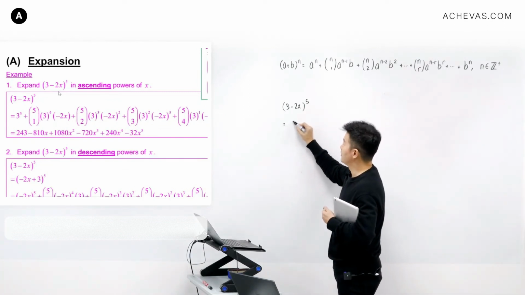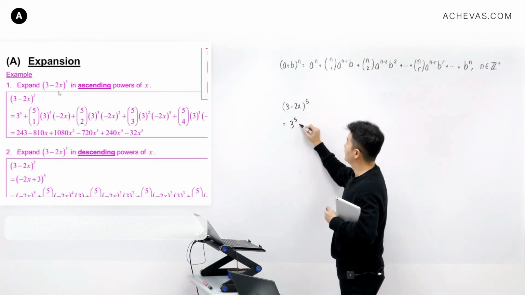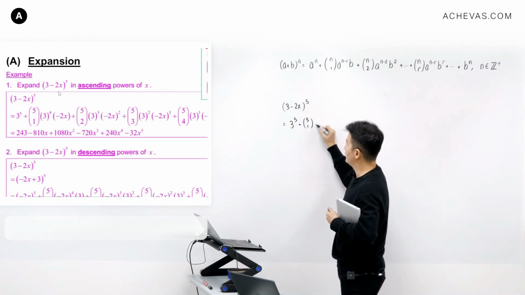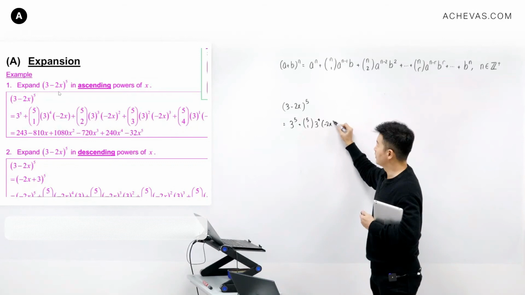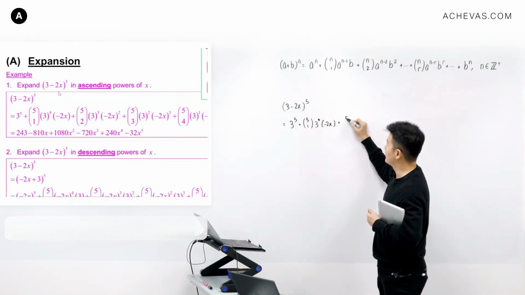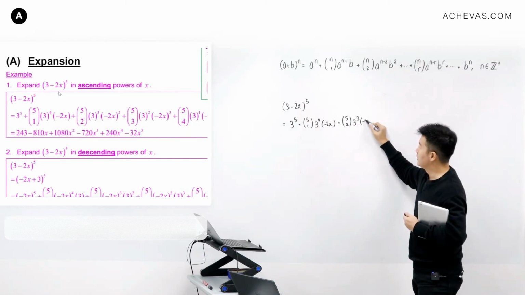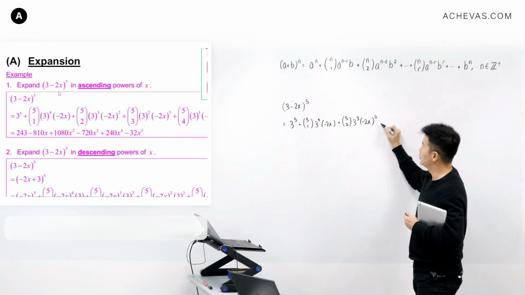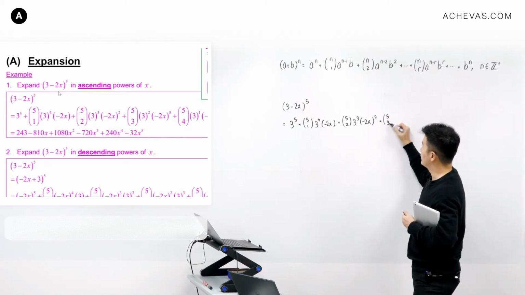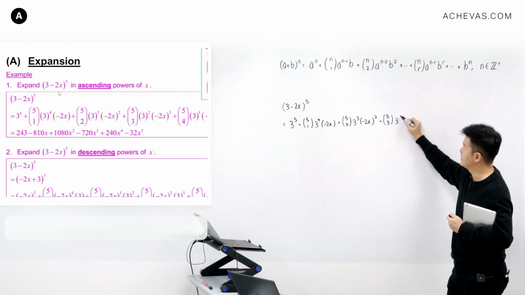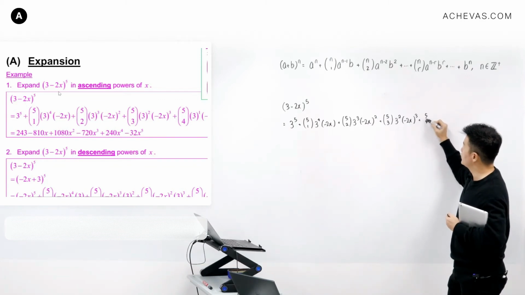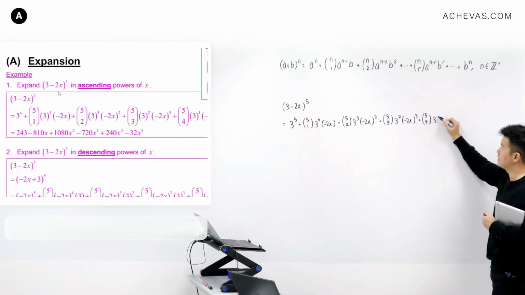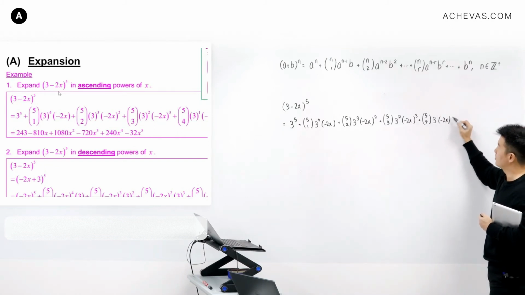The first term is going to be 3 to the power of 5. Then plus, the next term will be 5 choose 1, then 3 to the power of 5 minus 1, which is 4, then the second term, minus 2x, to the power of 1. Then 5 choose 2, then 3 to the power of 5 minus 2, which is 3, then minus 2x to the power of 2. Then 5 choose 3, then 3 to the power of 5 minus 3, which is 2, then minus 2x to the power of 3. Then 5 choose 4, 3 to the power of 5 minus 4, which is 1, then minus 2x to the power of 4.